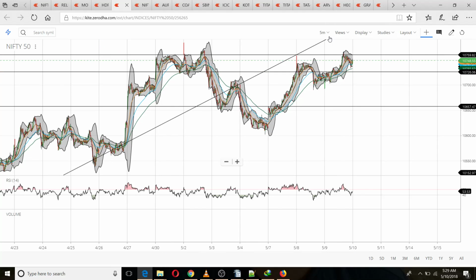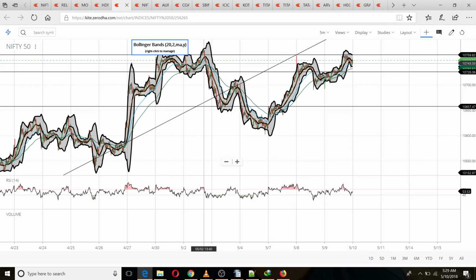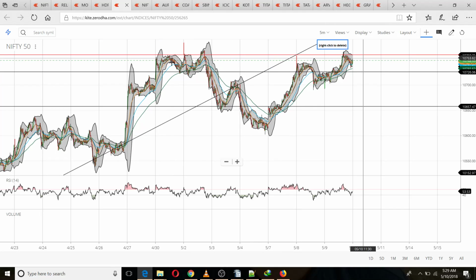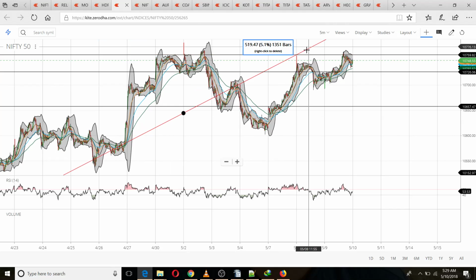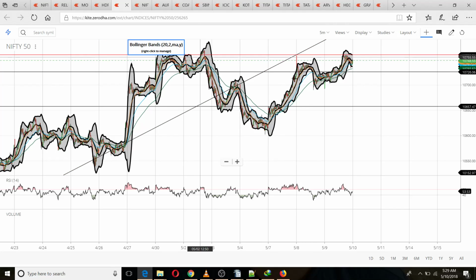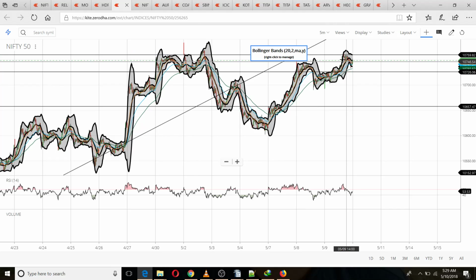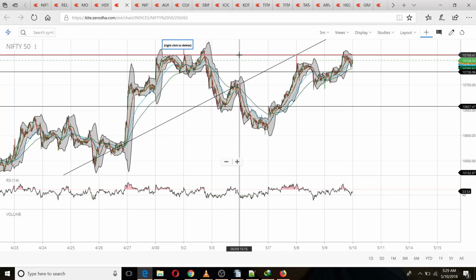Looking at this 5-minute chart, one thing is very clear. If you have been seeing my videos from the past 2 months, then you should be able to see that this is an inverted head and shoulder as well. This is the left shoulder, this is the head, and this is the right shoulder. This highlighted red line is the neckline. Now this neckline has not been broken. This is important: confirmation has not come for this inverted head and shoulder to be complete.